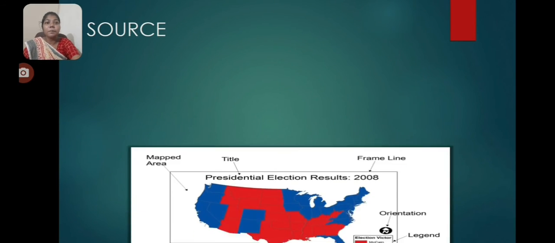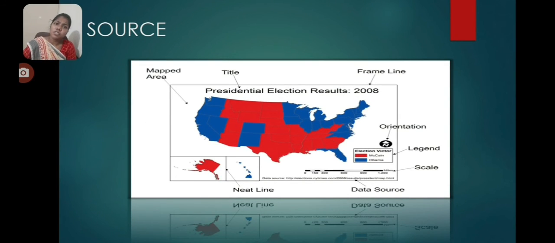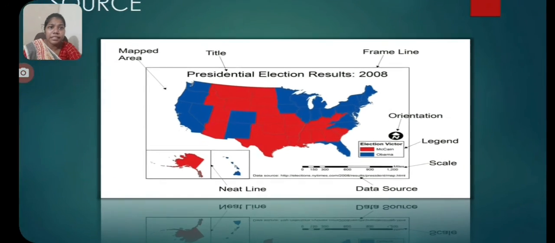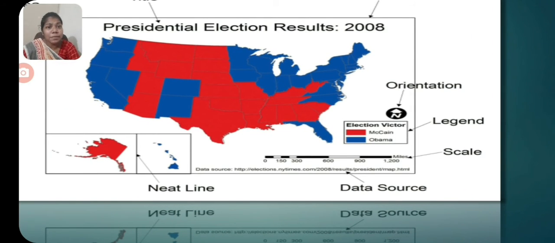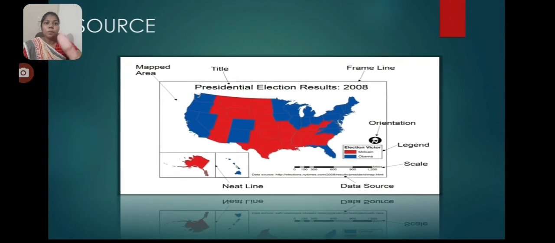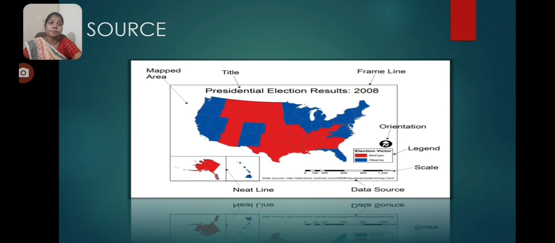Next we'll be talking about source. What is a source? We take a lot of information from bibliography, from books, and from websites. Here they have taken it from one website. So the presidential election results 2008 have been taken from this particular website. At the end of the map, they have given the data source. So that is about data source. Source will mostly be given at the bottom of the map.